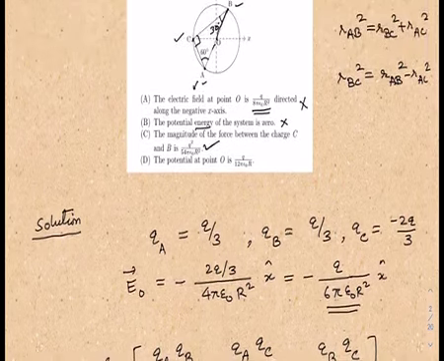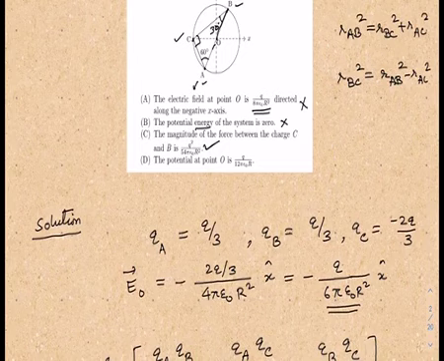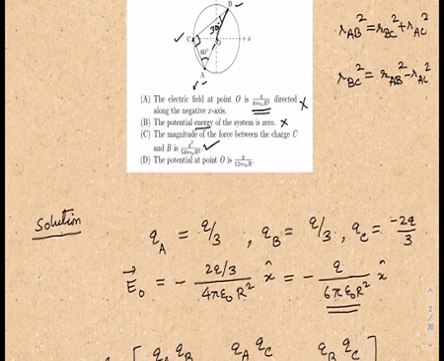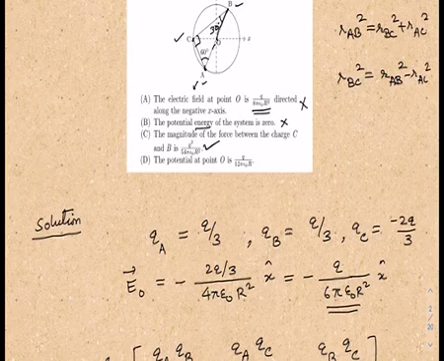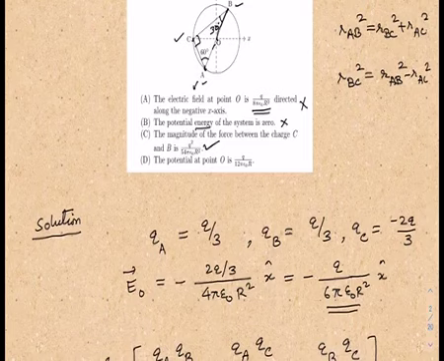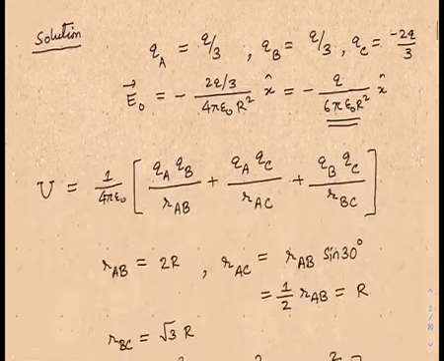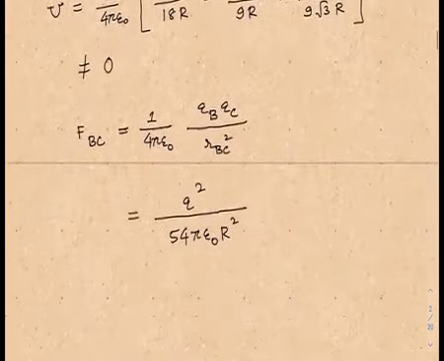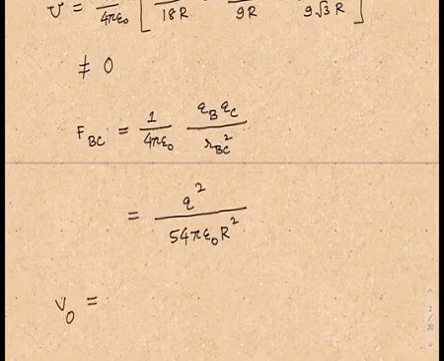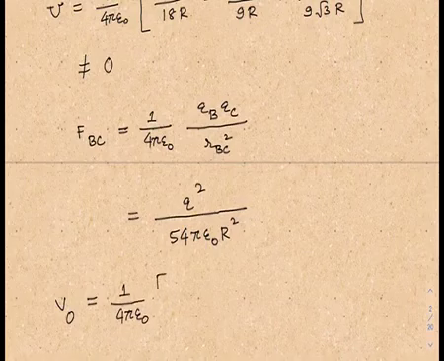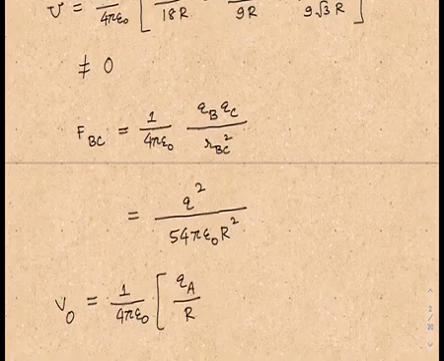What about option D, potential at point O? Now if you see the potential at point O, it's easy to see that this point is equidistant from all these points A, B and C, and the total charge, if you calculate it, would turn out to be 0. So therefore the potential at point O would be simply 0. It's potential, not potential energy. So the potential at point O would be 1 by 4 pi epsilon 0 times QA, because all of them are at an equal distance R.